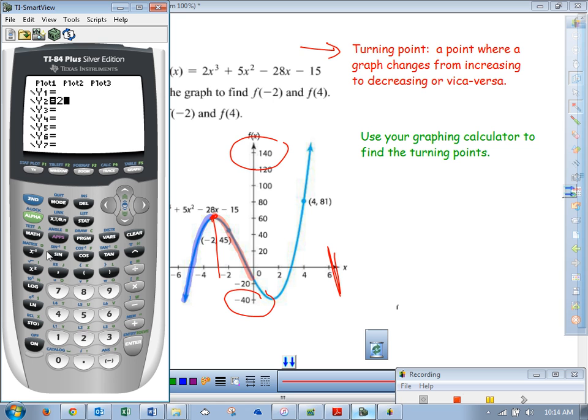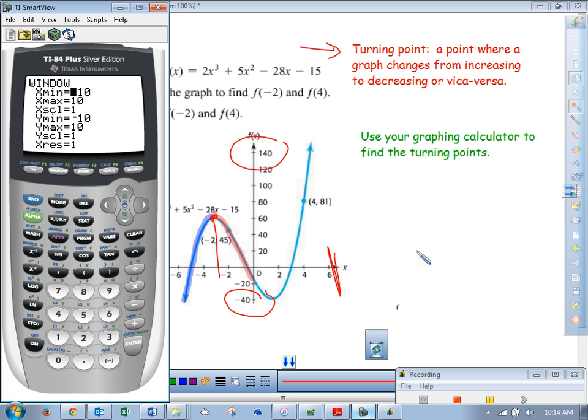2x cubed, plus 5x squared, minus 28x, minus 15. I always double check, make sure I typed it in right. Change my window. The X's can stay at the standard window, going from negative 10 to 10 is all good.